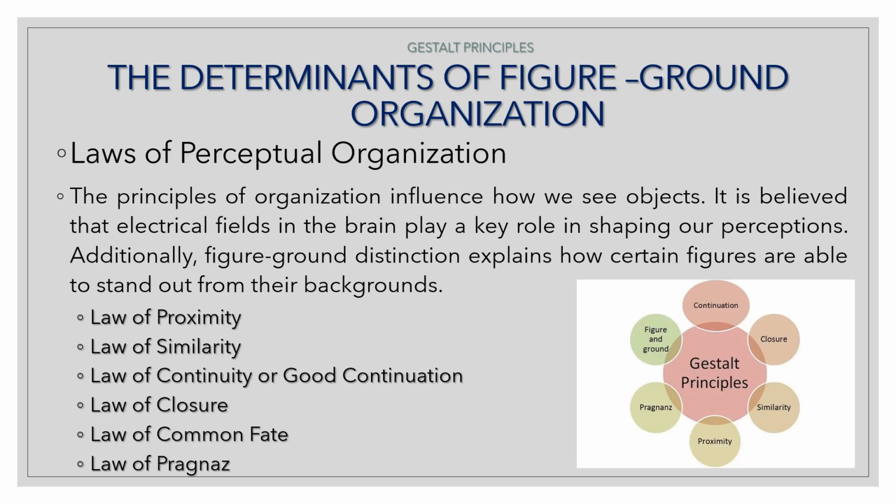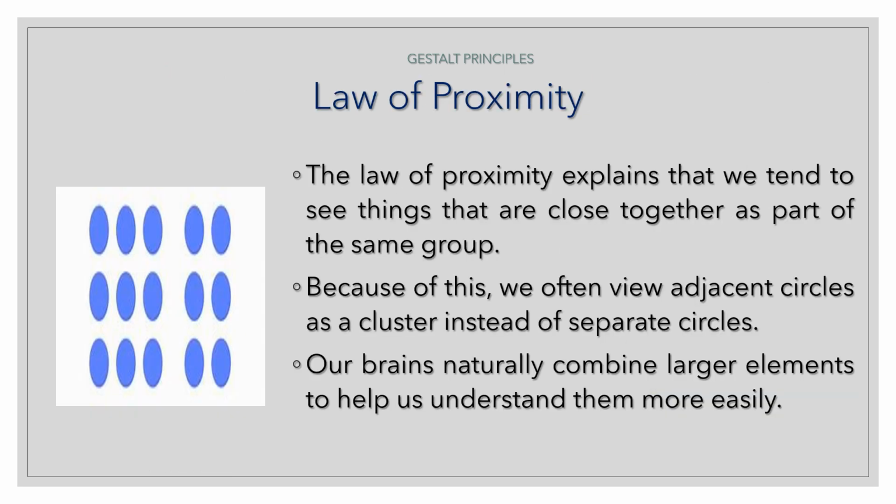Now the determinants of figure-ground organization. There are laws of perceptual organization, which include the law of proximity, similarity, continuity or good continuation, closure, common fate, and pragnanz. So what is proximity? The law of proximity explains that we tend to see things that are close together as part of the same group. You can see that 6 dots are separated by a space from other 9 dots. So you can perceive these 6 dots as one group, one figure, and 9 dots as another figure. Our brain naturally combines nearby elements to help us understand them more easily.